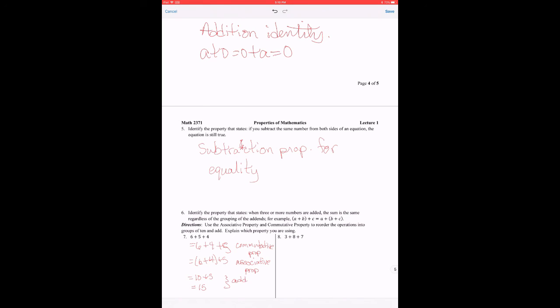And for this one, I would do 8 plus 3 plus 7. Excuse me. And that would be commutative. And that would be associative. And that would be 8 plus 10, which is 18. And the last two would be addition. All right.